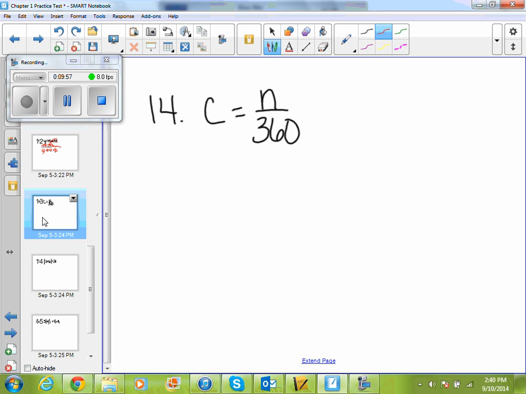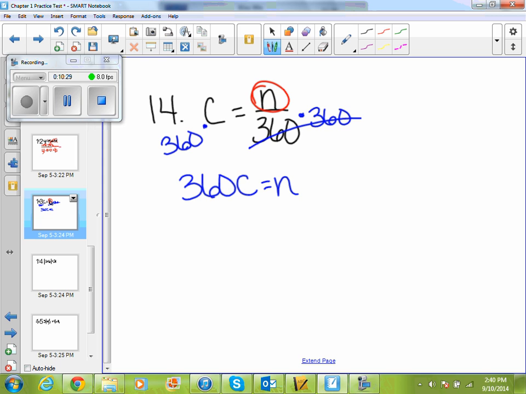Alright, if we look at 14, C equals N over 360, and we're solving that for N. If I'm solving that for N, then what do I need to get rid of? The 360, so how do I do it? Multiply by 360. Those then cancel. Bring my N straight down, and 360 times C gives me 360C. So N would equal 360C.